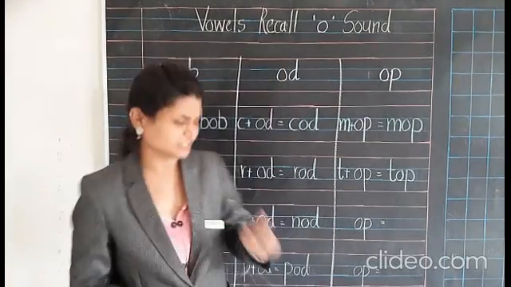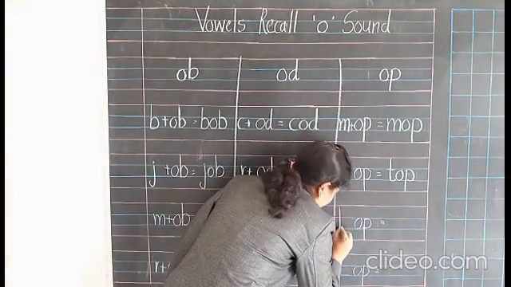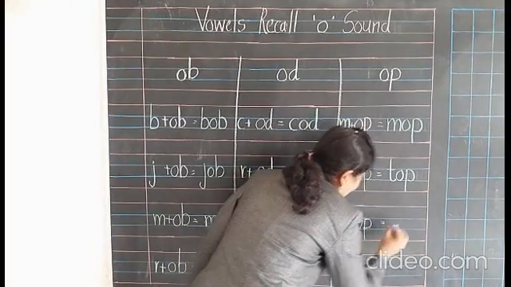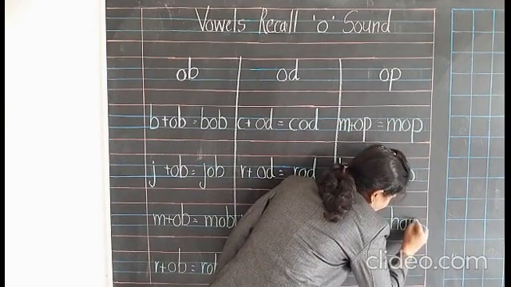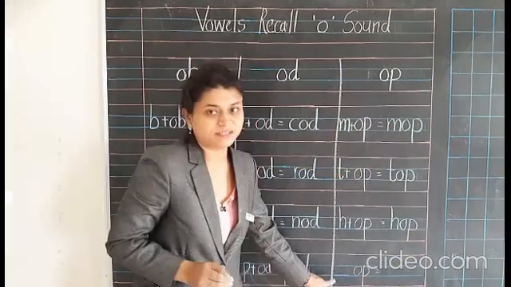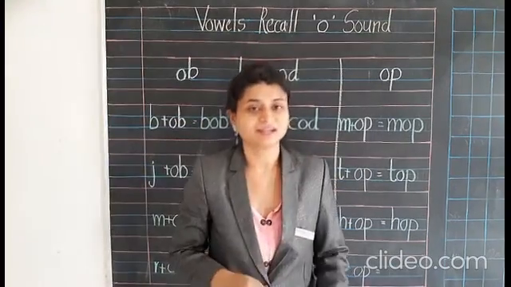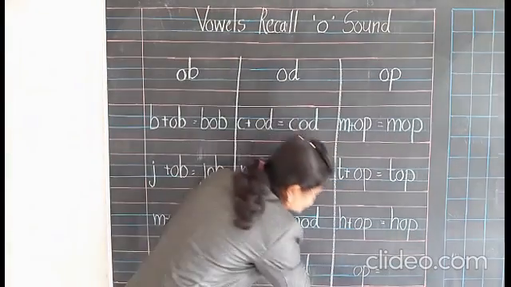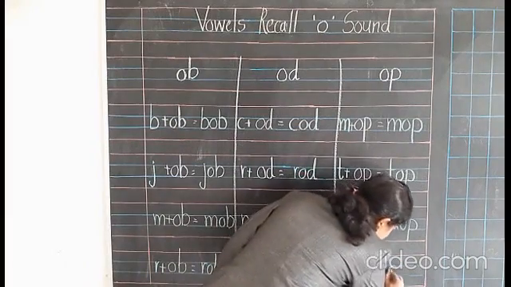Next is, correct. For this, which letter will I write here? Correct. H. H, O, P, hop. H, O, P, hop. Next is K. Correct. For K, which letter will I write here? C. Correct. K, O, P, cop.